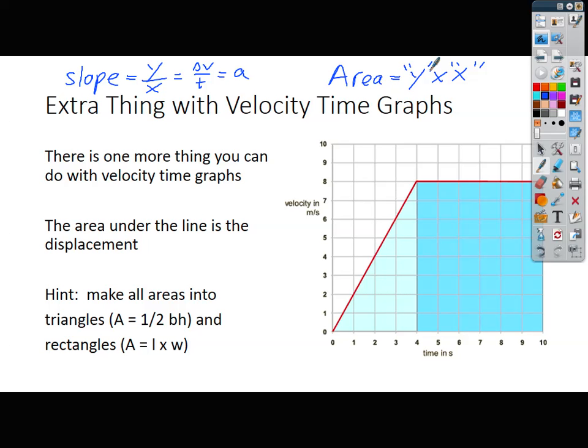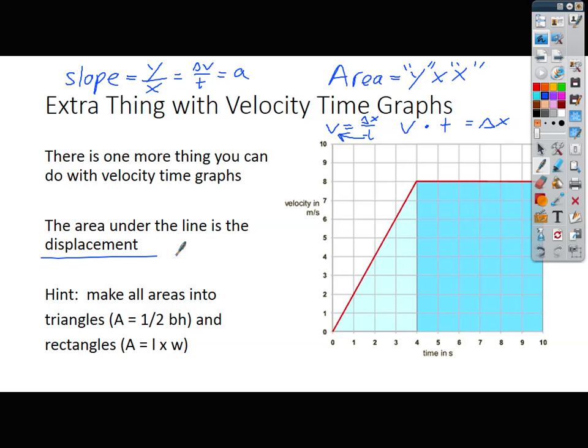If I multiply these two, velocity times time, well, that turns out that's the displacement, because velocity is displacement over time. So if I multiply the time to the other side, the area actually represents the displacement on this graph. So there's actually two pieces of information we could get from the velocity time graph. The slope is the acceleration, area is the displacement.